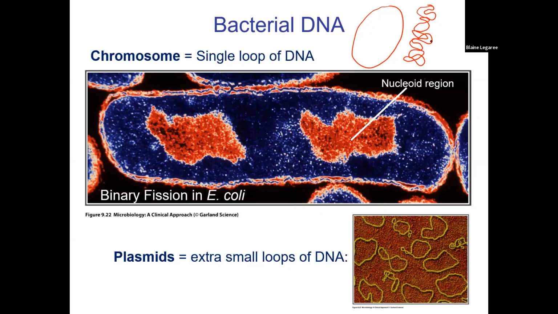There's one chromosome in bacteria usually. There are a few exceptions, but for the most part, this is the case. We've got one single circular type of DNA.